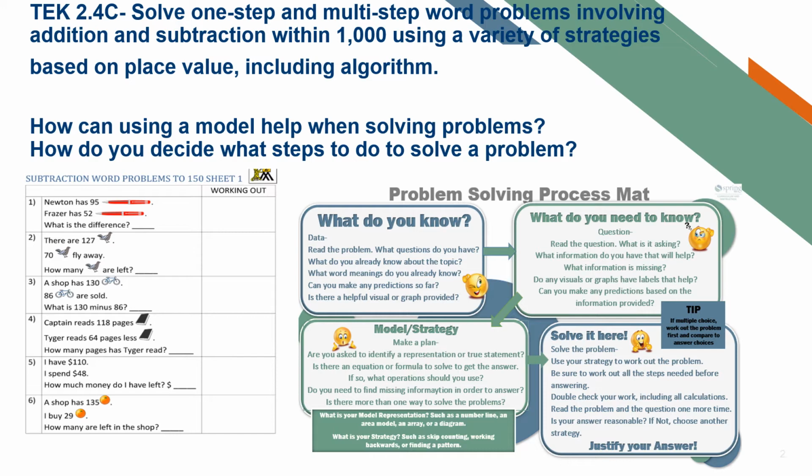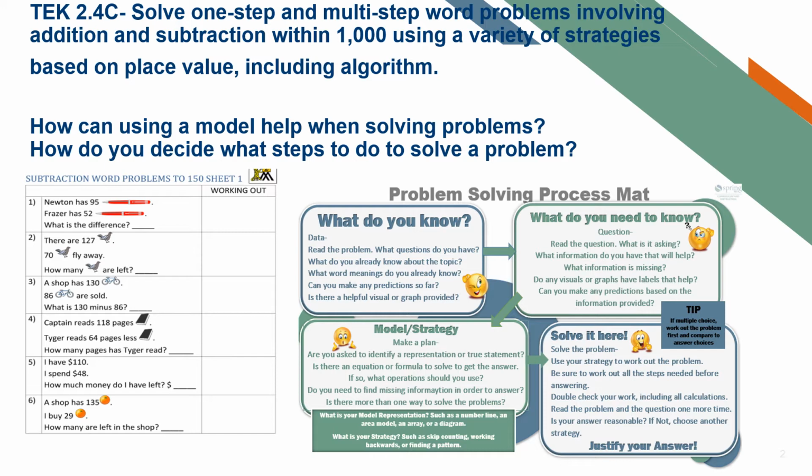Today's strategy, we're going to be using Spring's problem-solving process map. So take a look in the first box. What do you know? Data. Read the problem. What questions do you have? What do you already know about the topic? What word meaning do you already know? Can you make a prediction so far? Is there a helpful visual or graph provided? So these are strategies we're going to be looking for when we're trying to figure out what I do know.